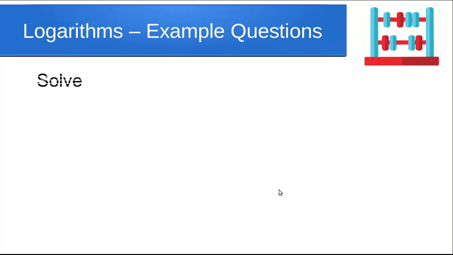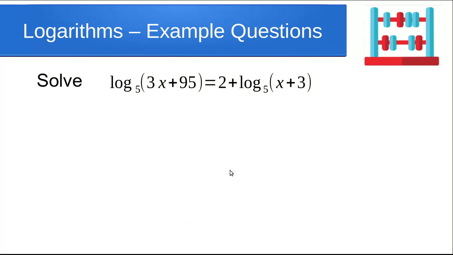Let's try a different kind of question. Let's solve something like this: log base 5 of (3x plus 95) equals 2 plus log base 5 of (x plus 3). Now in these kinds of questions, my suggestion to students is always the same. Marry up the logarithms, by which I mean put them together using log laws.